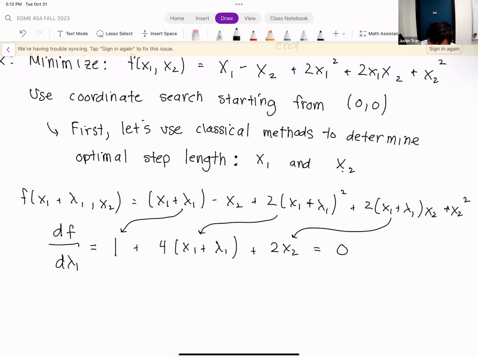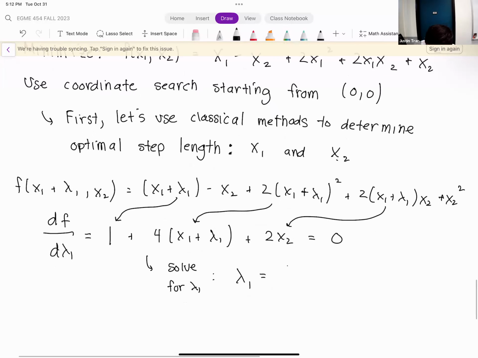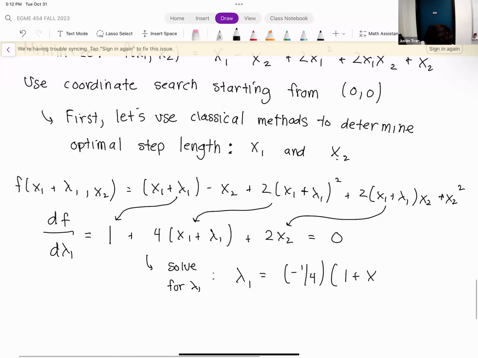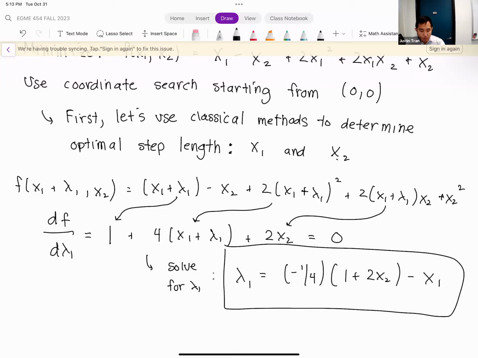We set this whole thing equal to 0, and if we solve for lambda 1, lambda 1 is equal to minus 1/4 times 1 plus 2x2 minus x1. So when we're making a change in x1, this is the amount that we should change it by.